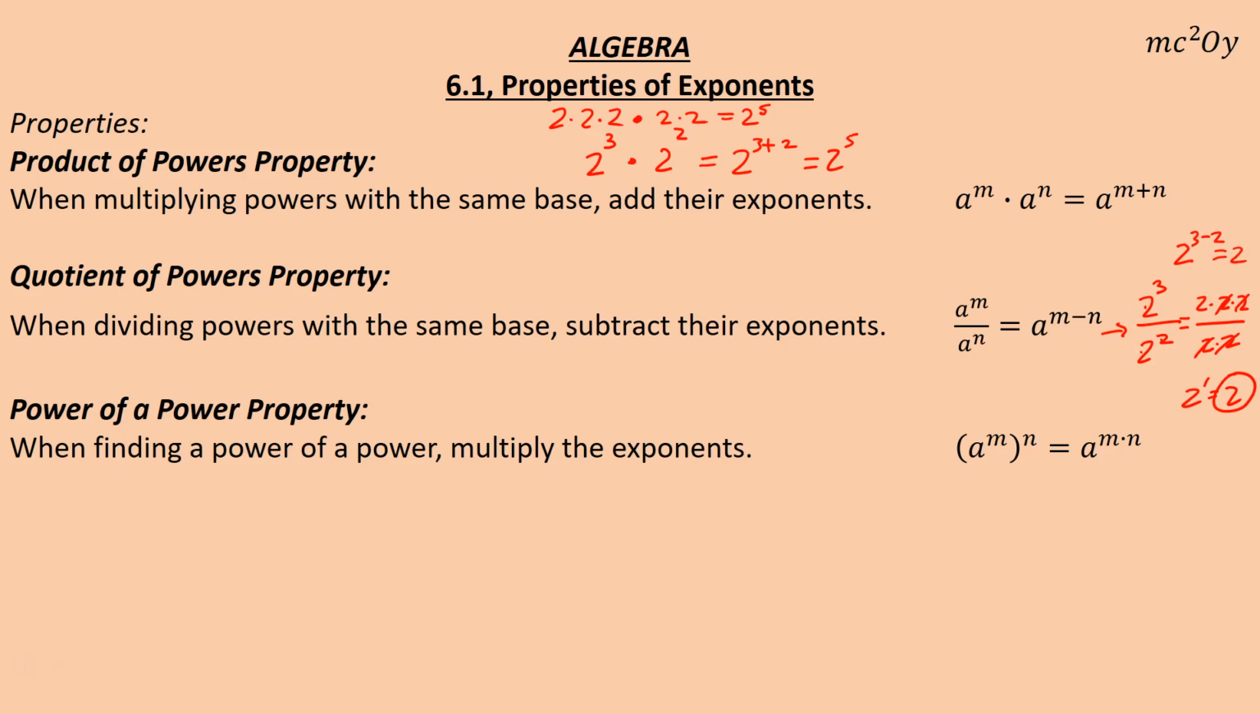Okay, power of a power property. This says a to the m, to the nth power. So a to the m to the nth power, you're multiplying here.